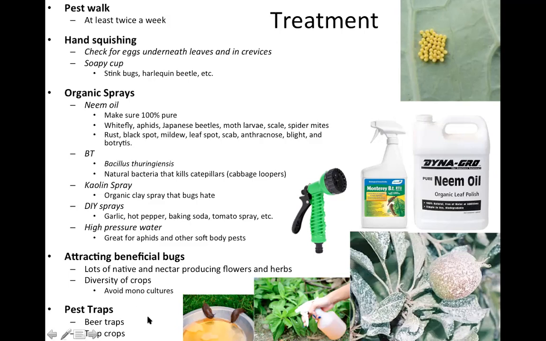And then pest traps, like beer traps, trap crops and things like that, to attract certain pests. Trap crops are nice if you get the right one. You just plant it at the edge of your garden, and then all the harlequin beetles go to that one spot, and then you can squish them all really easy.